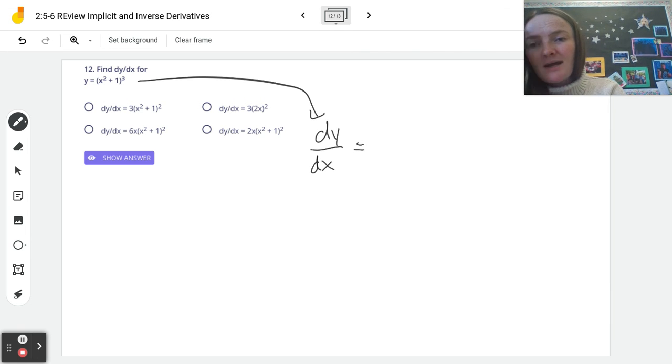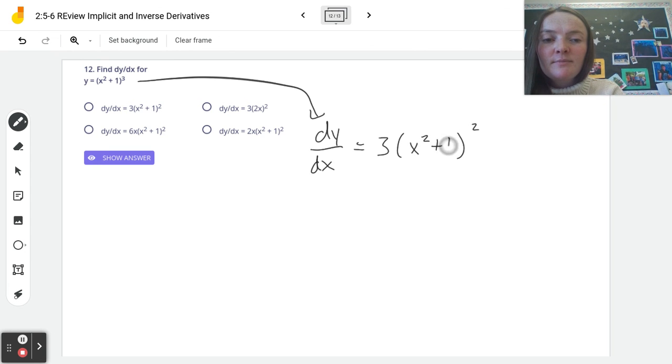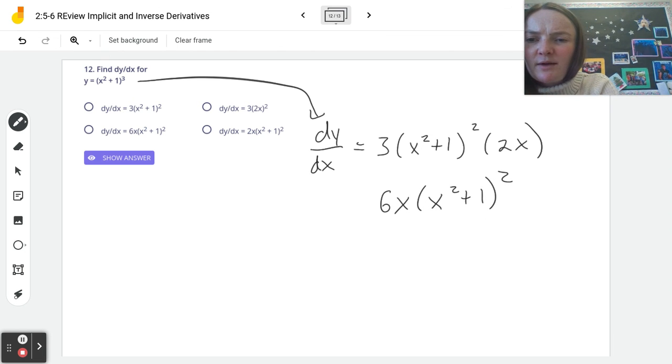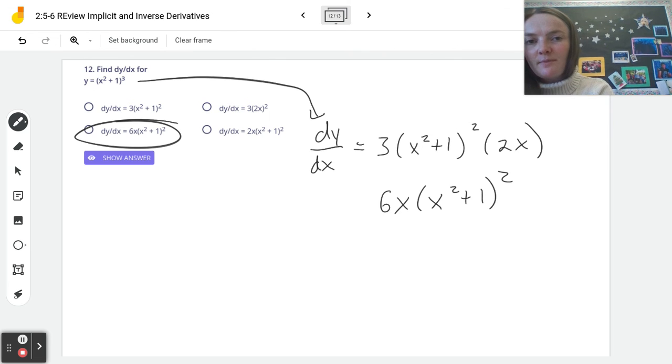Okay, to take the derivative of x squared plus 1 cubed, we're going to have to use chain rule. We're going to say derivative of the outside, which is the cubic function, copy paste the inside, times the derivative of the inside. So we're just going to pick the one that has the answer, which is, well, let's simplify it. 6x times x squared plus 1 squared. So let's see where that one's at. So the answer is right here.